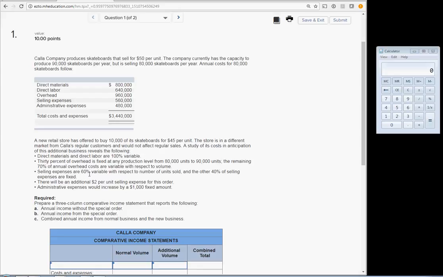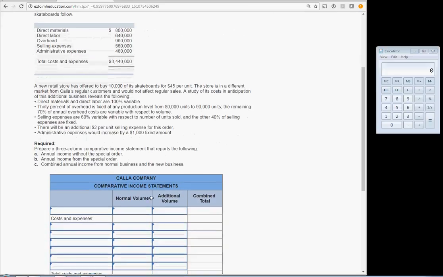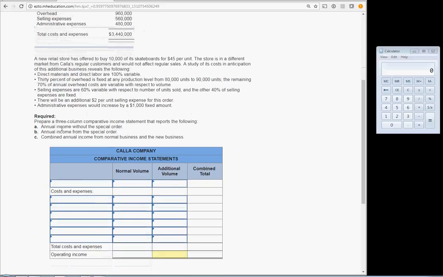Selling expenses are 60% variable. So right here, selling expenses 60% variable, meaning 40% is going to be fixed. There's going to be an additional $2 per unit selling expense for the special order, and administrative expenses would increase by a $1,000 fixed amount. Knowing all that, we want to prepare a 3-column comparative income statement that reports the following. Annual income without the special order. That's our normal volume. Our annual income from the special order, that's going to be our additional volume. And then combined annual income, basically bringing those two things together.